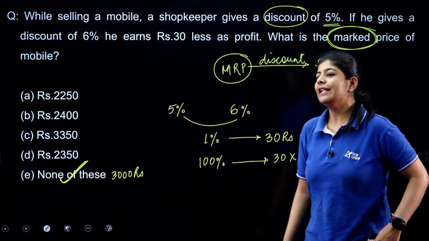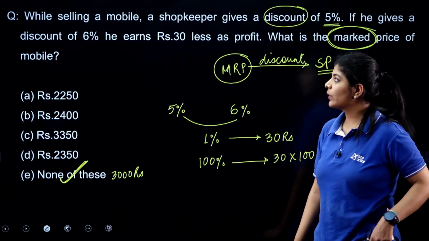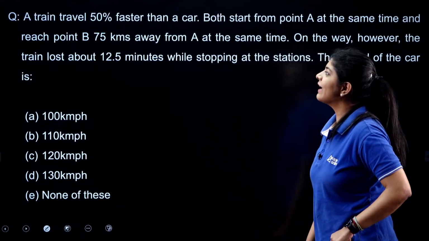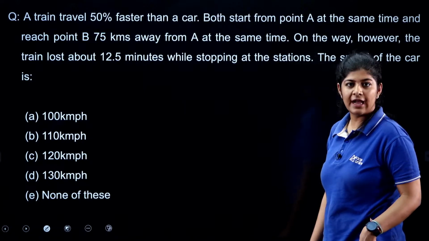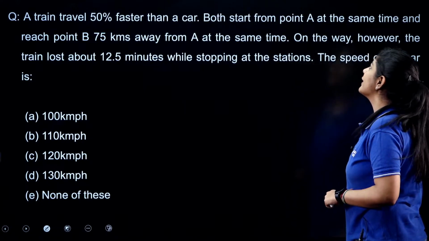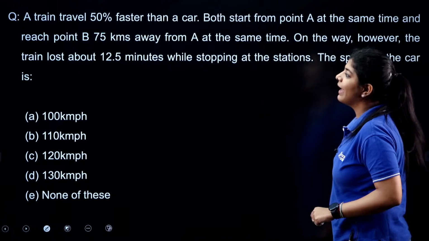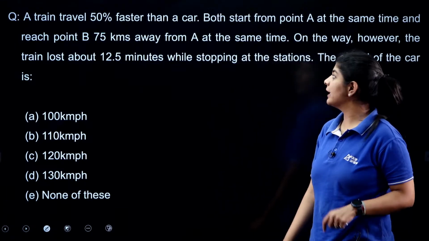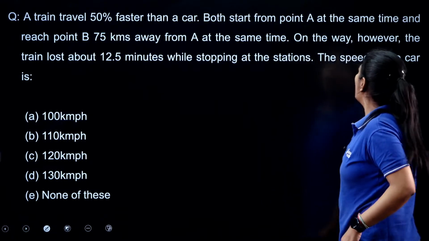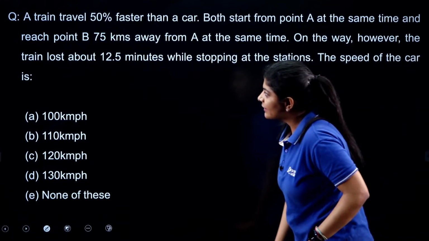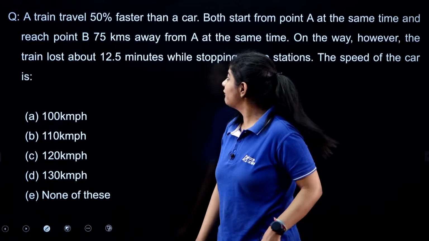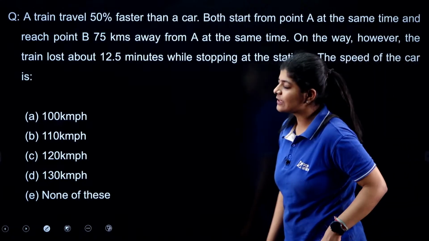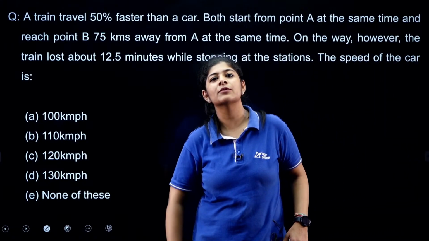Let's move further and see what next question we are having. The next question is: a train travels 50% faster than a car. Both start from point A at the same time and reach point B, 75 kilometers away from A, at the same time. On the way, however, the train lost about 12.5 minutes while stopping at the station. What is the speed of the car? We simply have to find out the speed of the car.